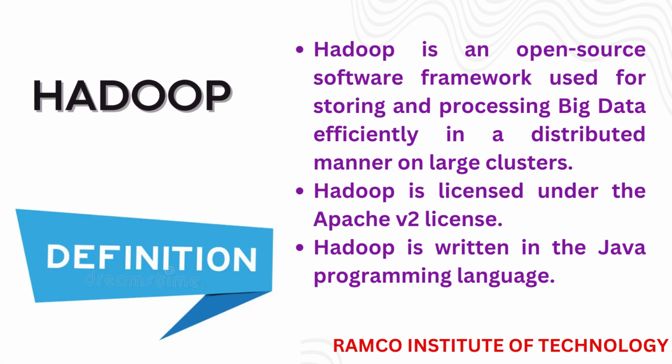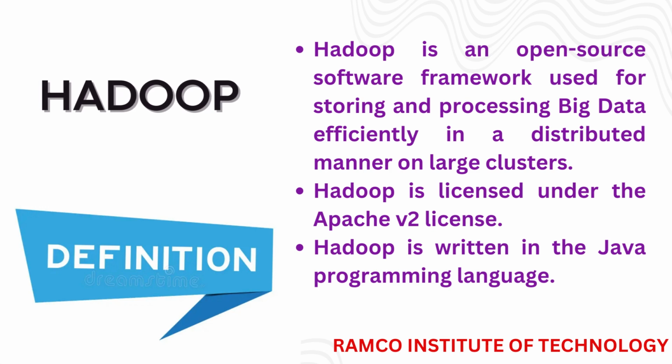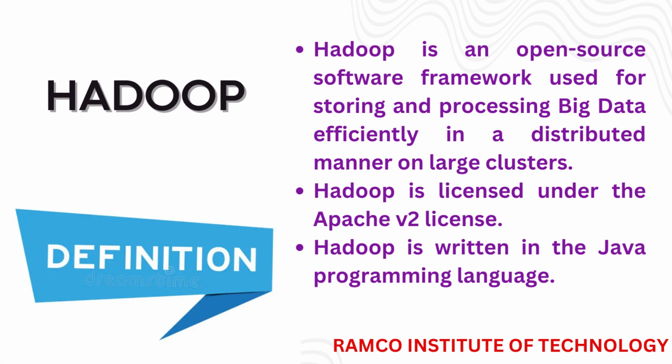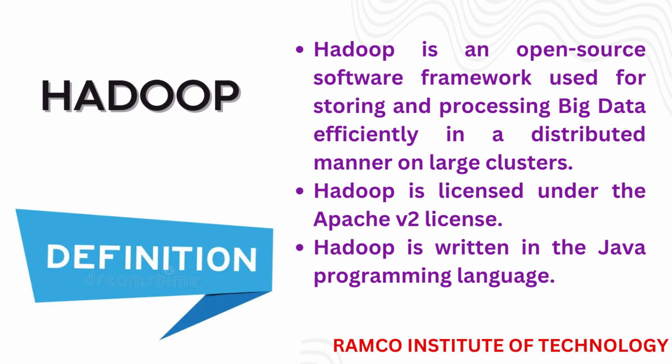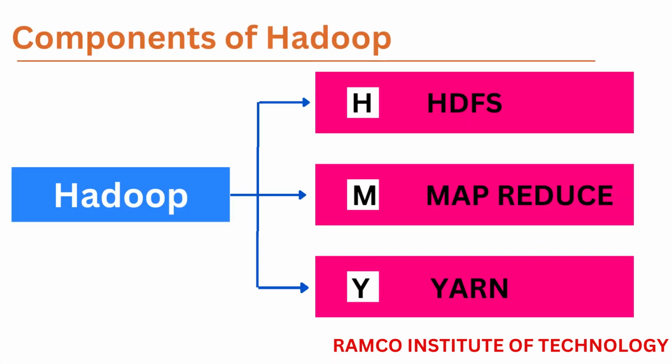Hadoop is an open source software framework used for storing and processing big data efficiently in a distributed manner. Hadoop is licensed under the Apache v2 license. Hadoop is written in the Java programming language. Some of the components of Hadoop include HDFS, MapReduce, and YARN. HDFS is a storage unit, MapReduce is a processing unit, and YARN is a resource management unit.